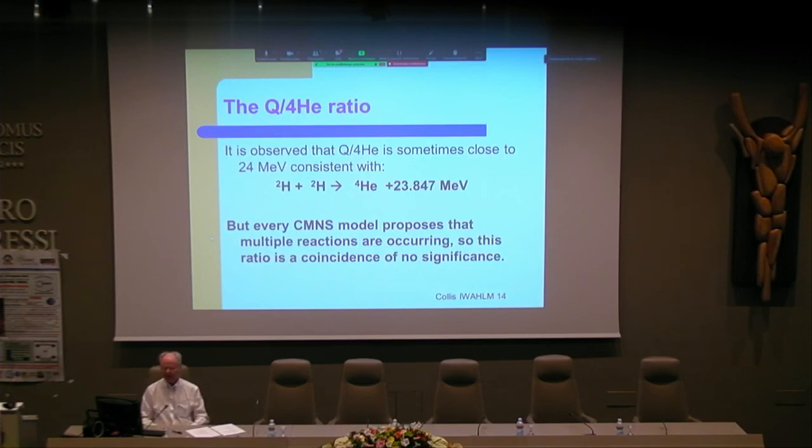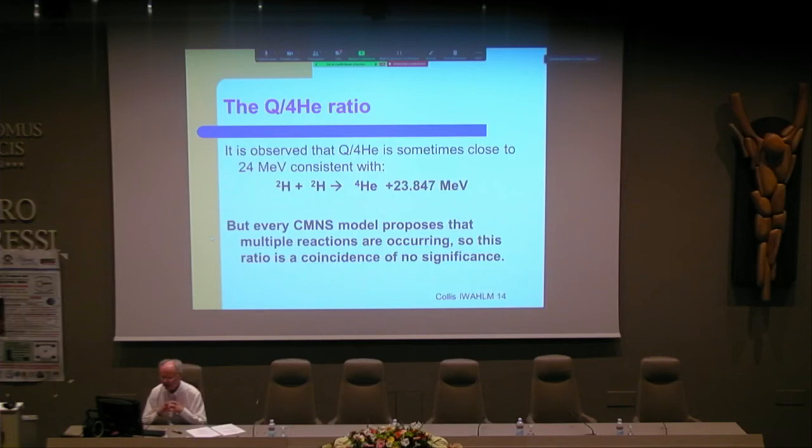And let's pass on now to another question, which is frequently raised, which is the heat helium-4 ratio. We saw that graph in Nagel's presentation a moment ago, showing a peak around 23 or 24 million electron volts. Actually, there's quite a lot of variation there. If you examine the graph carefully, it's on a logarithmic scale, so very wide variations are compressed into what appears to be a very narrow band. It's not like that at all.